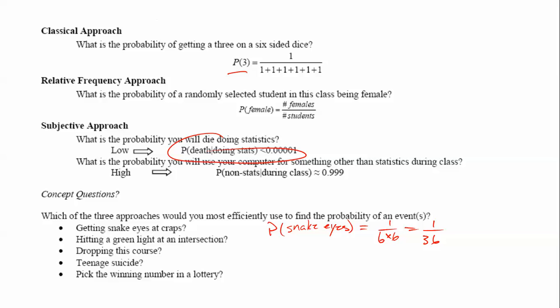Teen suicide, picking the winning number in the lottery, especially picking the winning number in a lottery. I guess if you knew those numbers and you could calculate those probabilities, the classical approach might be used. But I would probably just start with the subjective approach and say the probability of winning the lottery is very low.